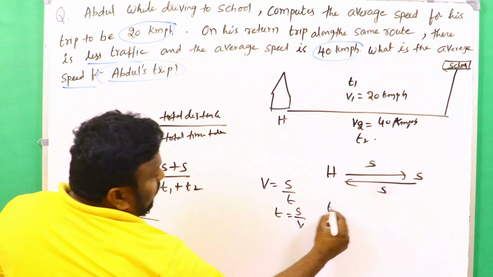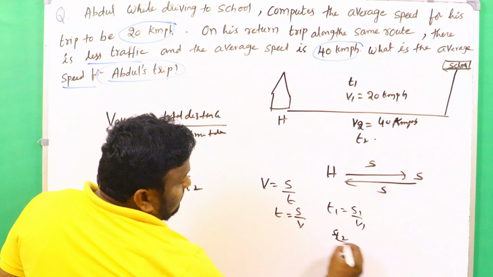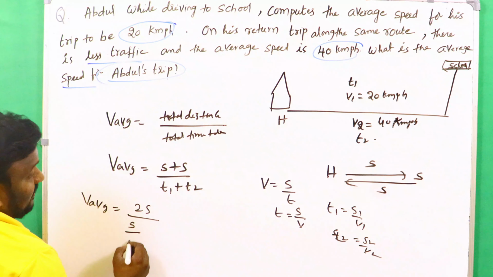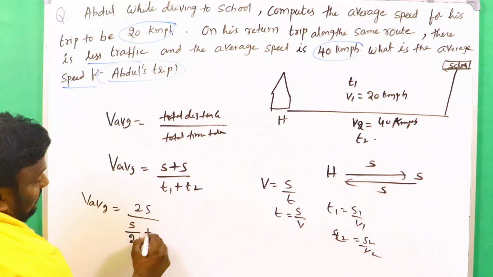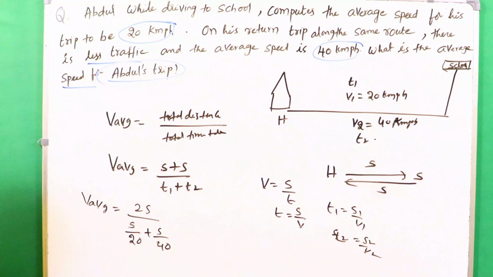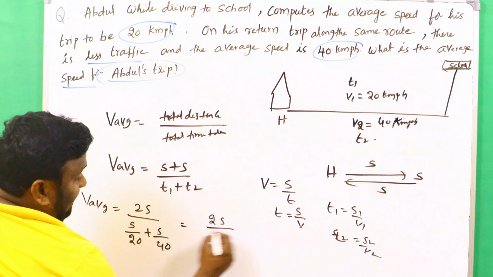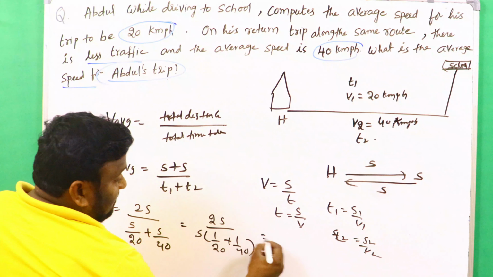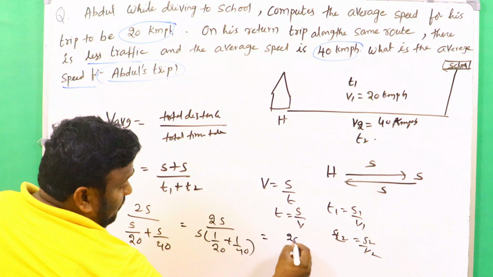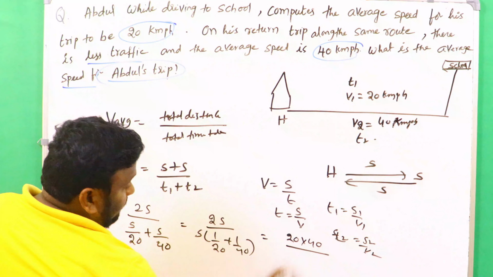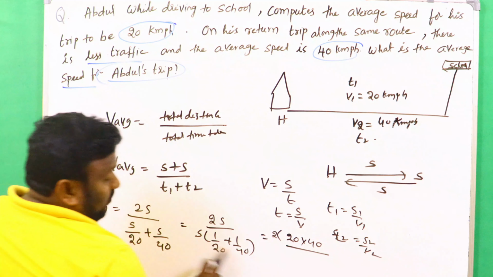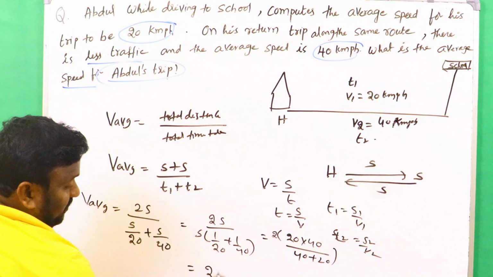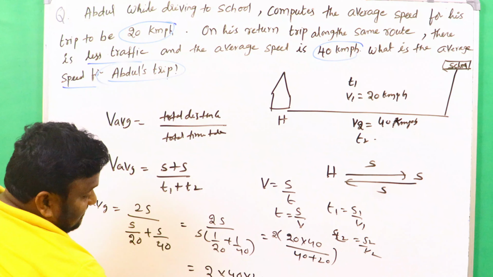That's why V average is equal to 2S by T1 plus T2, where T1 is S1 by V1 and T2 is S2 by V2. Here S1 is S and S2 is also S. So S by 20 and S by 40. Then 2S by S into 1 by 20 plus 1 by 40. S cancels, and we get 2 into 20 into 40 by 40 plus 20. Clear? Then 2 into 40 into 20 by 60.